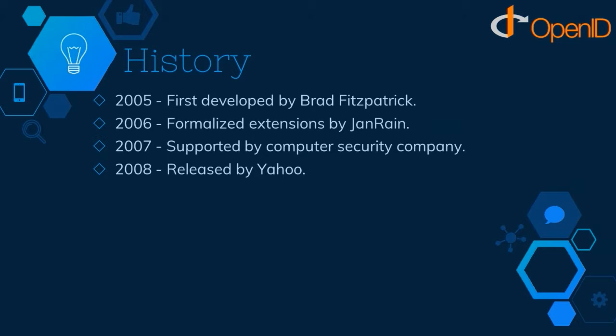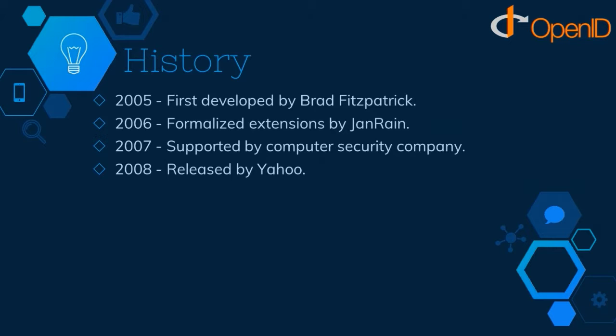Its history. In 2005, the original OpenID authentication protocol was developed by Brad Fitzpatrick. One year later, Gene Ring developed a simple registration extension for OpenID for primitive profile exchange. In 2007, a computer security company announced support for OpenID. And one year later, Yahoo announced the initial OpenID support, both as a provider and as a relying party, releasing their service by the end.